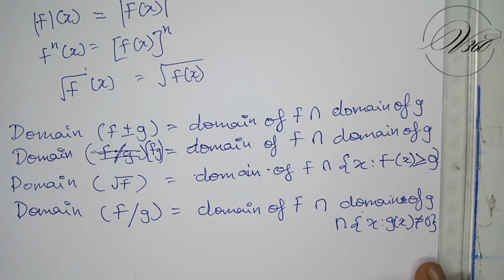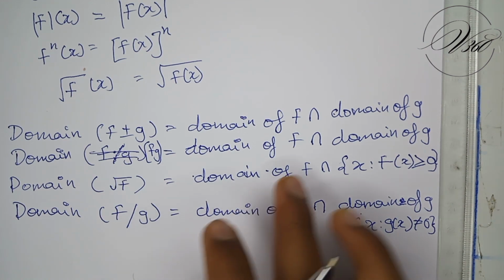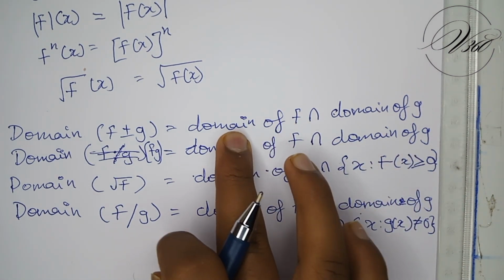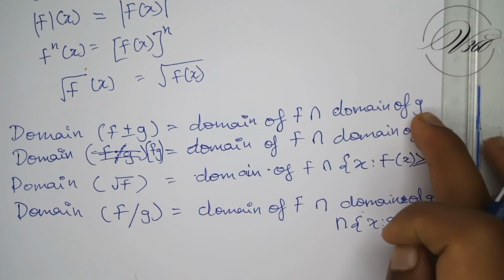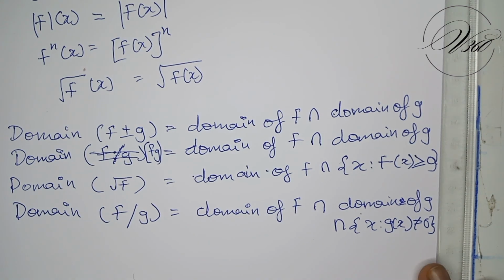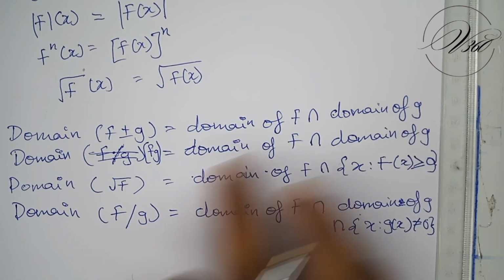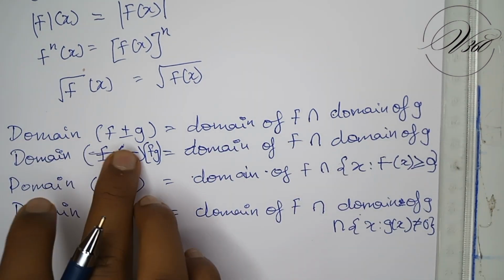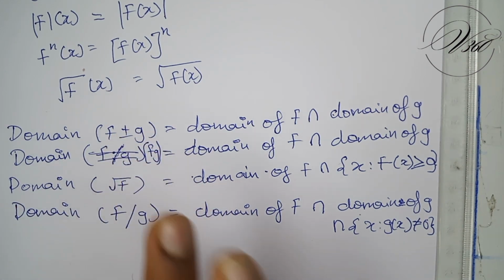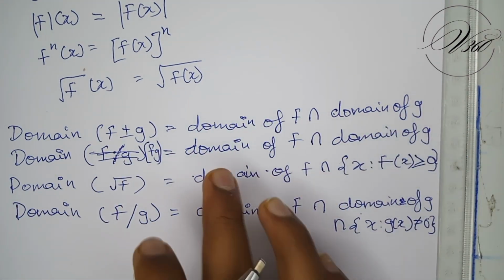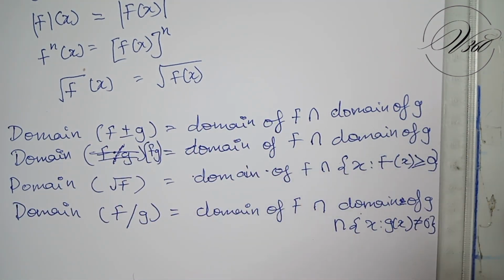So here, if there is intersection between domain of f and domain of g, then we should think that there will be common elements in this and this. So domain f plus or minus g takes the common elements in both, that is domain of f and domain of g.